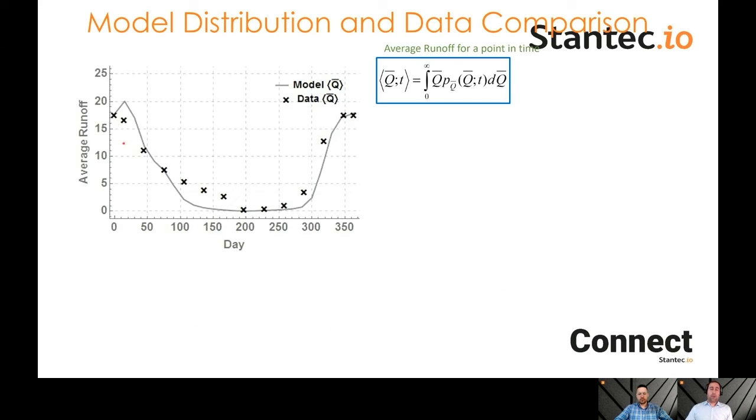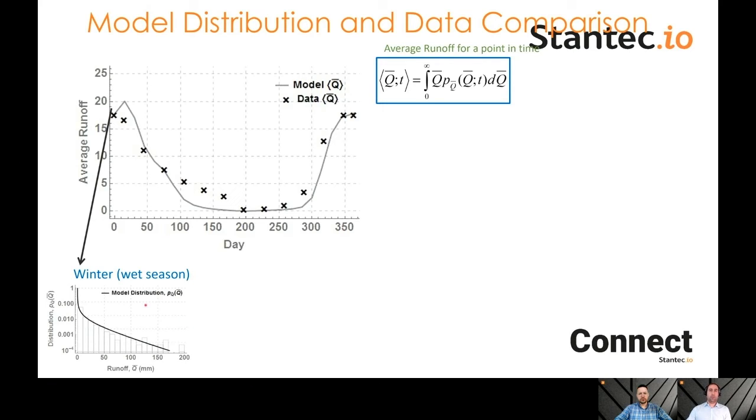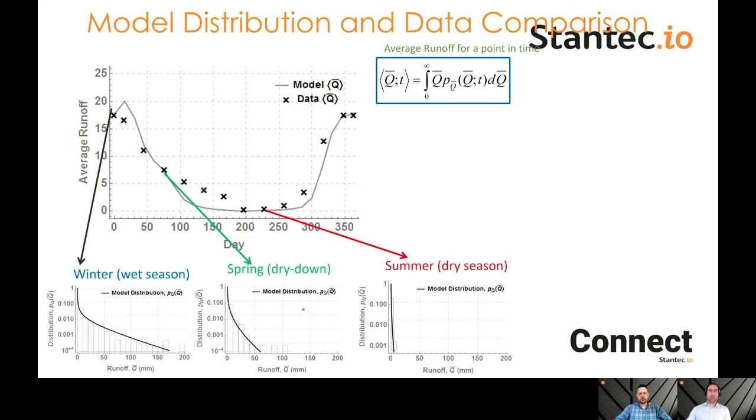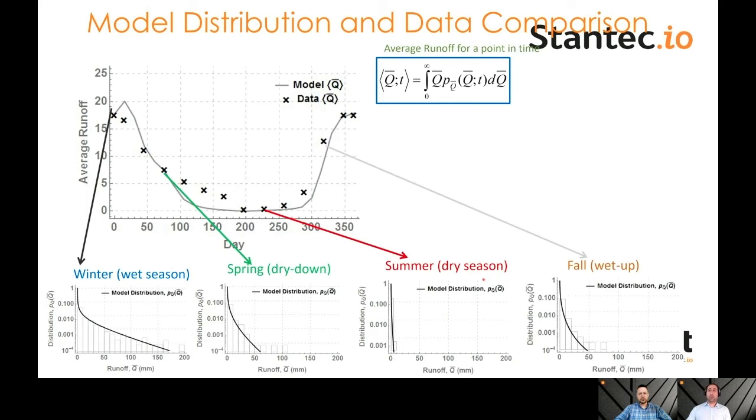But not only soil moisture, we capture, of course, runoff quite well too. So the average runoff from the model is shown with the gray line, and the data is shown with the black X's. And so we have a reasonable match between the model and the data. But we also have a reasonable match for the variability around the average values for the winter wet season, where the model is shown with the black line, the distribution of runoff, and the data shown with the gray bars. For the spring dry down, there's a reasonable match, for the summer dry season, as well as for the fall wet up.